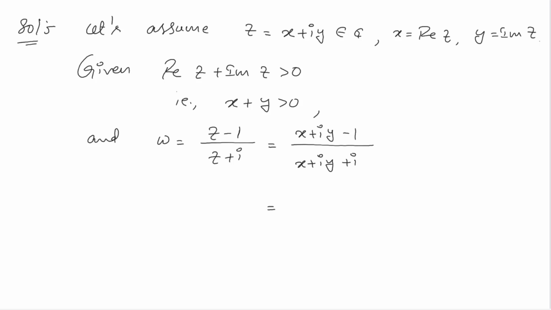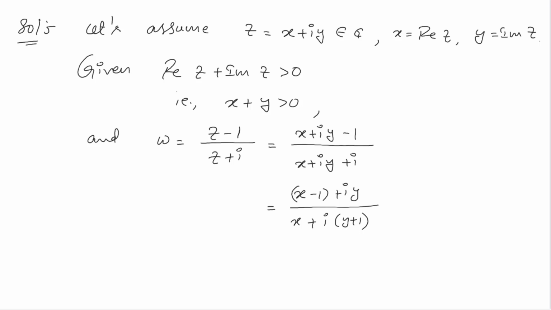So now, to look at the real part and imaginary part, I'm writing the numerator as x minus 1 plus i times y, and the denominator as x plus i times (y plus 1). To look at the imaginary part and real part of this function in terms of x and y, we can see that in the denominator there is both a real part and an imaginary part, with which we cannot decide what the real part and imaginary part of this whole expression are.